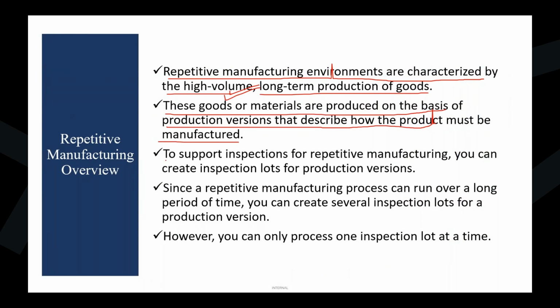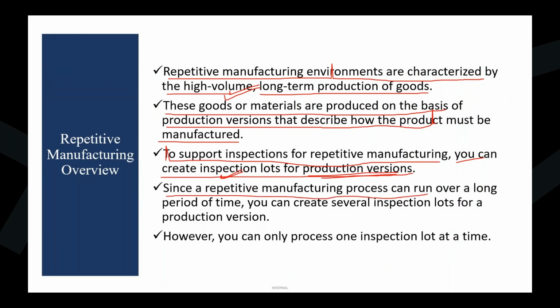To support inspections for repetitive manufacturing, you can create inspection lots for a production version. Let's say the production is happening, and you want to do quality inspection. At that time you can create inspection lots. Here you normally create them for the production version in process. I will show you this.